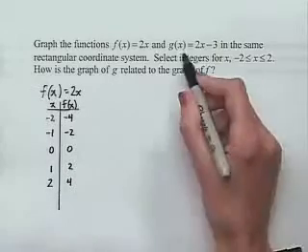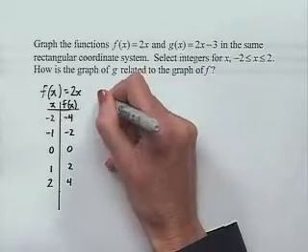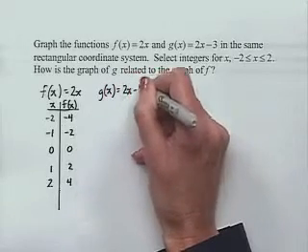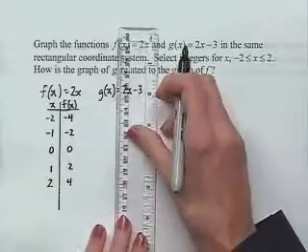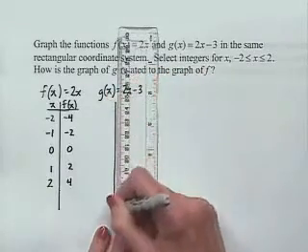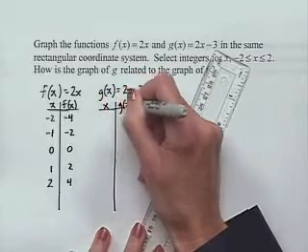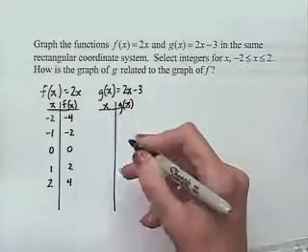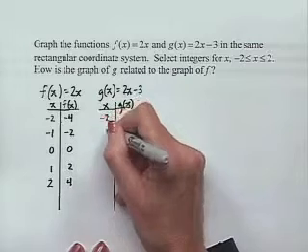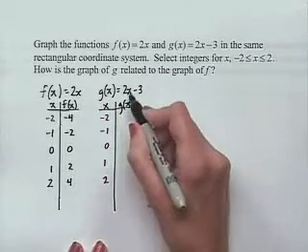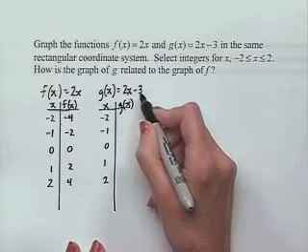Now let's go ahead and make a table of values for g of x. g of x is equal to 2x minus 3. We'll have x and g of x. g of x will be like our y value. We'll have the same x coordinates. This time we double our input value and then subtract 3.